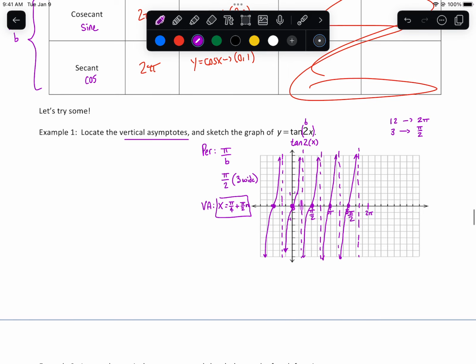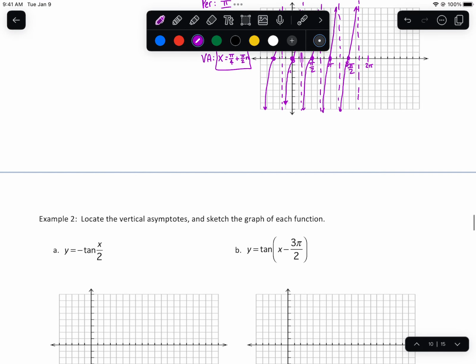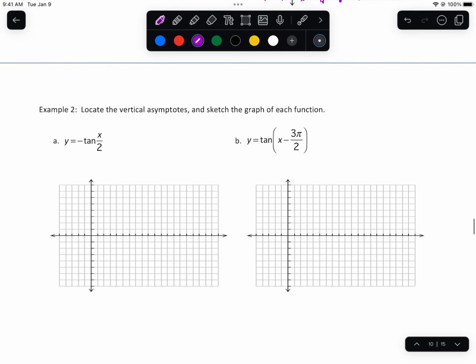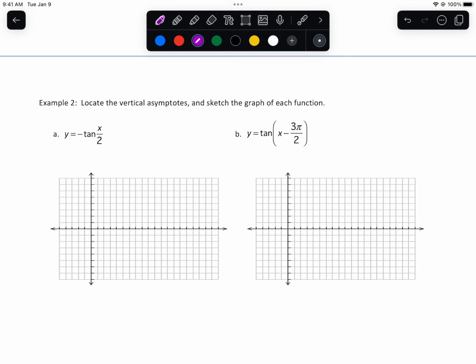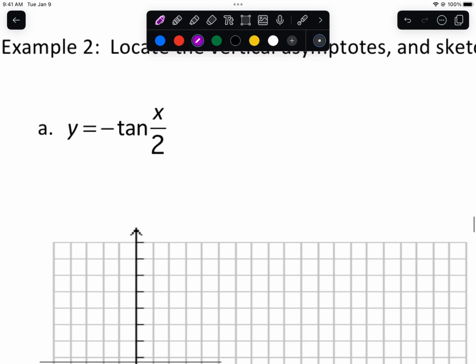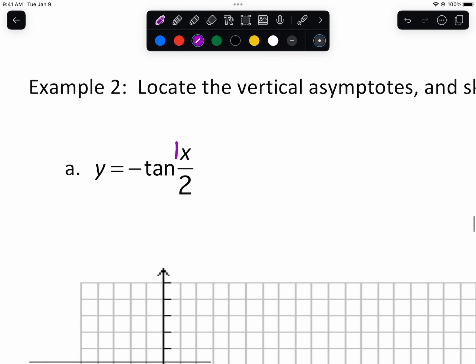So now we got a couple of more tangent graphs with some more transformations coming up. So let's try these right here. Locate the vertical asymptotes and then sketch the graph of each function. Okay, so this one here, be kind of careful. Your b value is not 2. It's actually going to be a b value of 1/2.